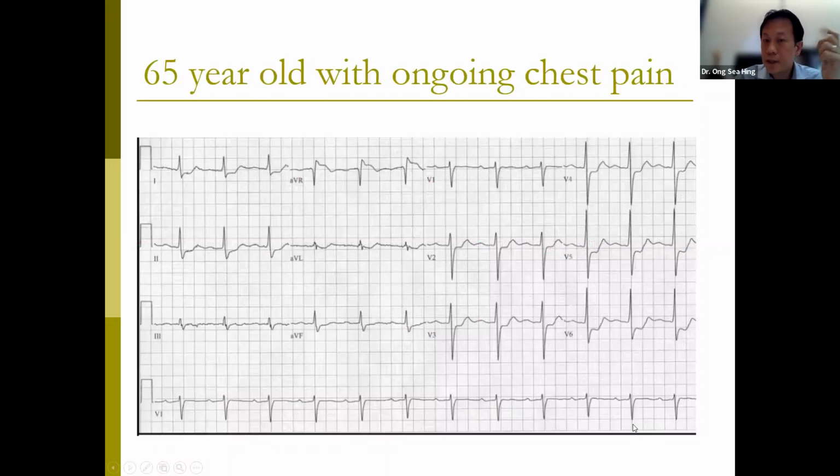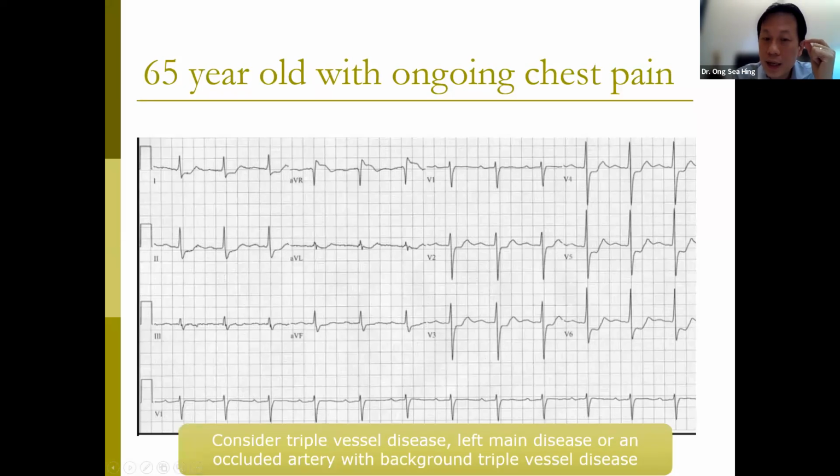This is another patient who comes to the A&E with ongoing chest pain. And what you see here is ST depression in lead 2, and in leads V2, V3, 4, 5, 6, so diffuse ST depression in all these leads, as well as ST elevation in AVR. When you see diffuse ST depression and ST elevation in AVR, and the patient is still having chest pain, you have to also take this seriously.